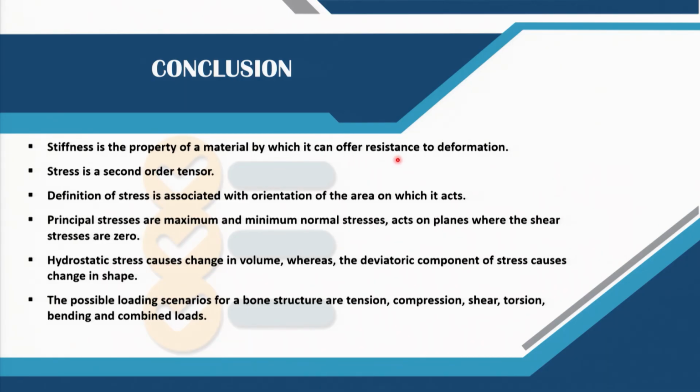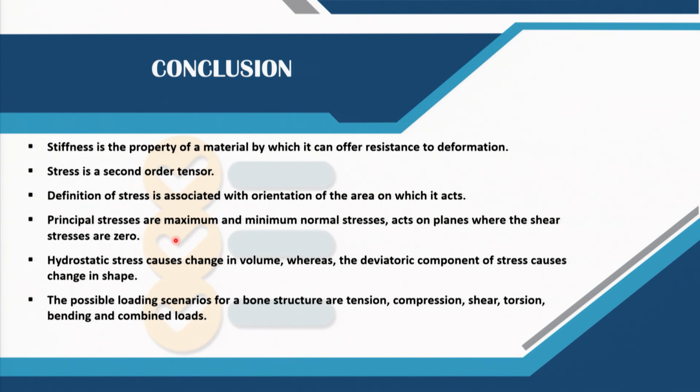So, let us list the conclusion of this lecture. Stiffness is the property of a material by which it can offer resistance to deformation. Stress is a second order tensor which requires the definition of the orientation of the area on which it acts. Principal stresses are maximum and minimum normal stresses, and they act on planes where the shear stresses are 0.